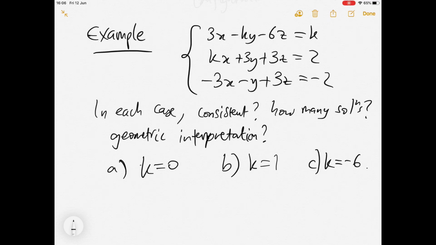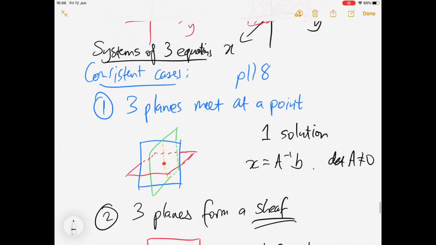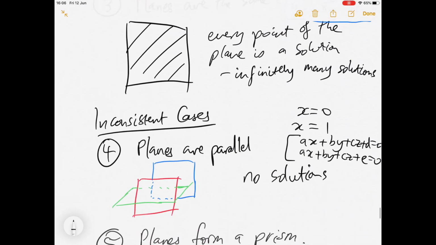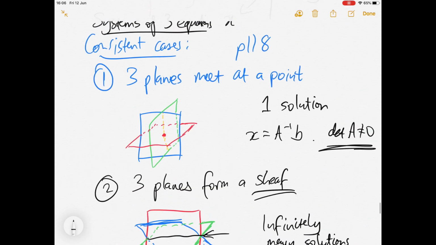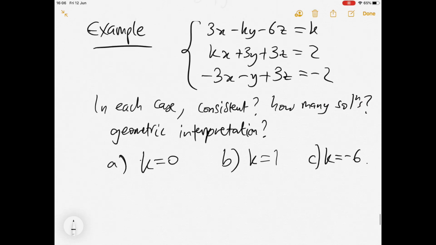So, in the case k is 0, we can replace everywhere k appears here with a 0. We want to know which of these cases we're in. The first thing to check is whether the determinant is 0 or not, because if we know that, we know immediately if we're in this case 1 or not. So that's really the first thing to check.